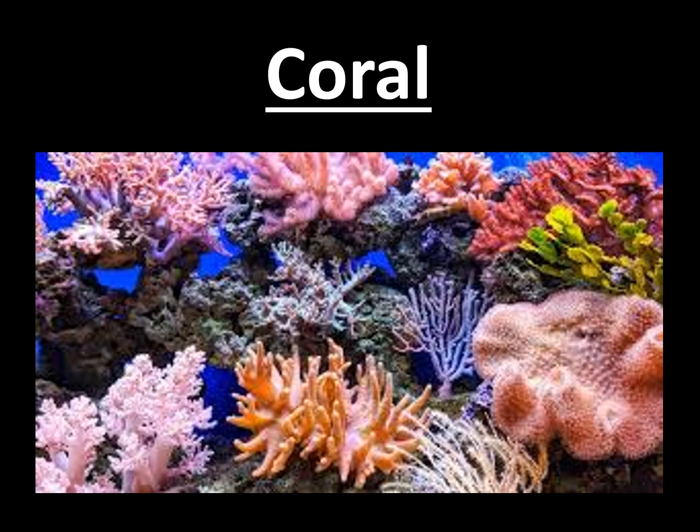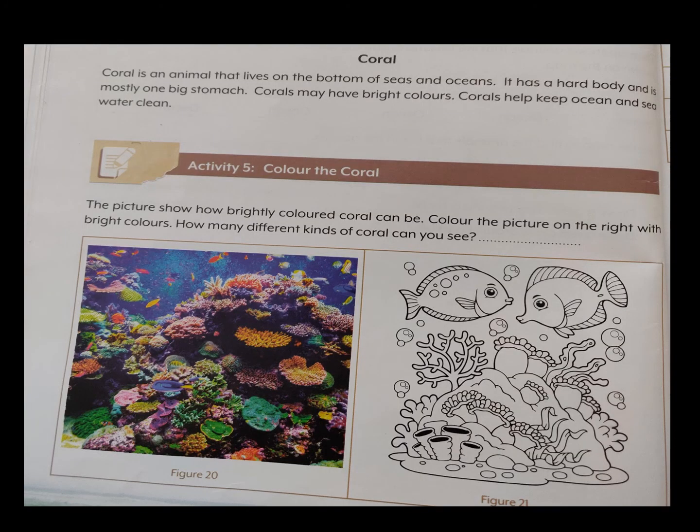This is a picture of coral, which lives at the bottom of seas and oceans. Coral is an animal that lives on the bottom of seas and oceans. It has a hard body and is mostly one big stomach. So they have a hard body and one big stomach.